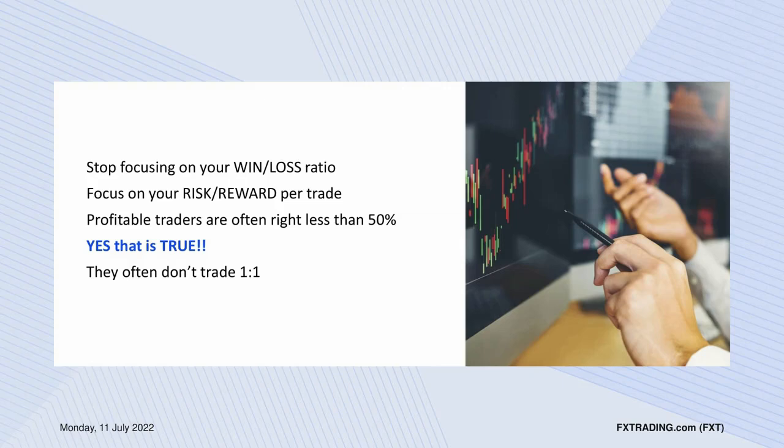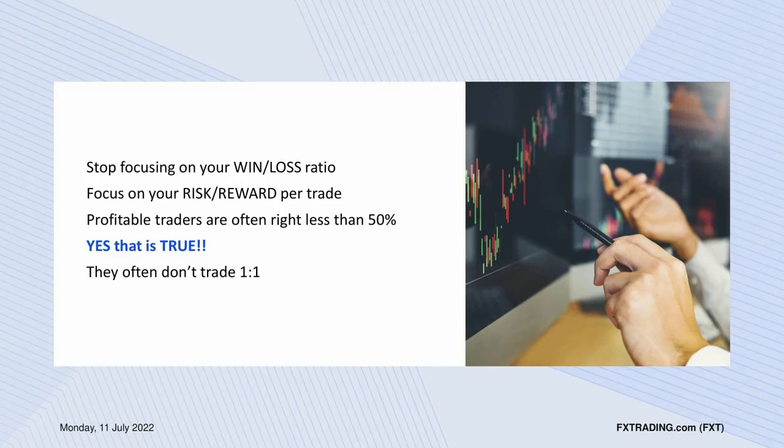And as I said here, profitable traders, many of them are often right less than 50% of the time. And some people say, well, how can that possibly be? Well, if you're taking greater chunks off the market for profit than you're giving back for a loss, you don't have to be a professor and mathematician to work out that you can be right less than 50% of the time and still be a very profitable trader in the market.